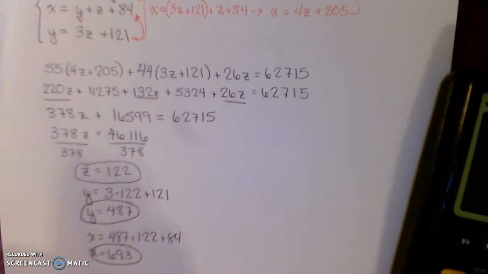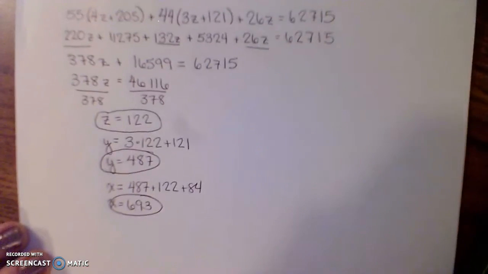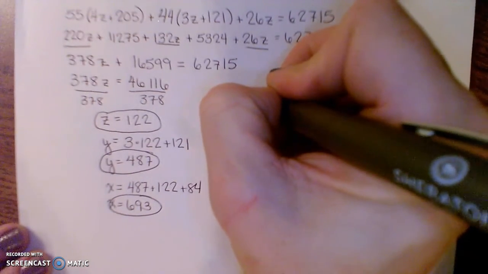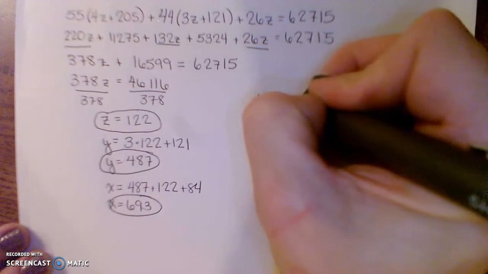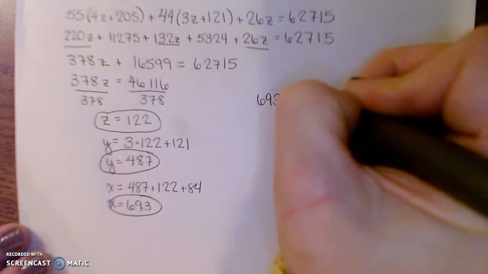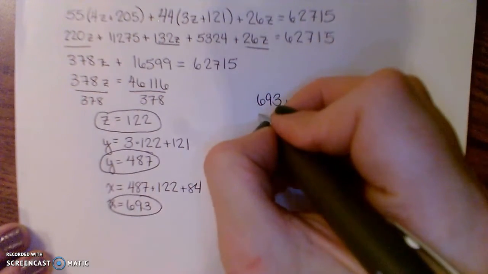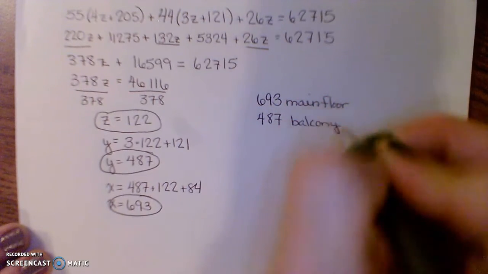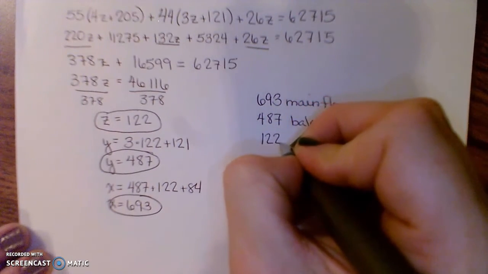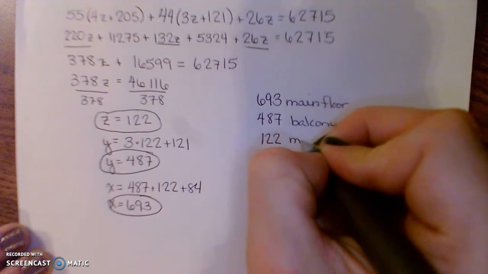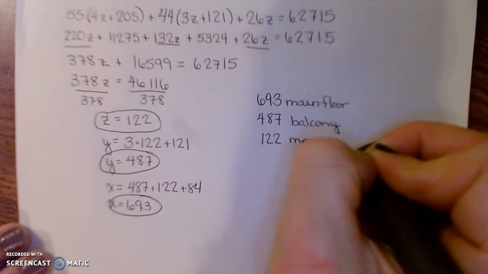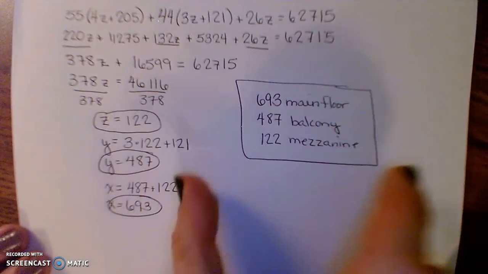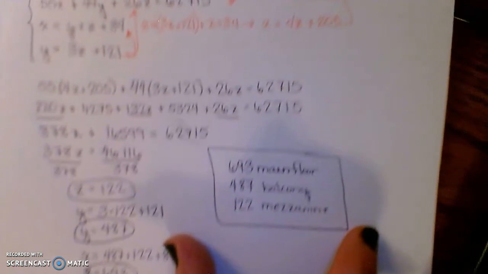All right. Now, you will want to put all of this back into the wording of the problem. So, we sold 693 main floor tickets, 487 balcony, and 122 mezzanine tickets were sold. All right, so that's the answer that I got by doing substitution.